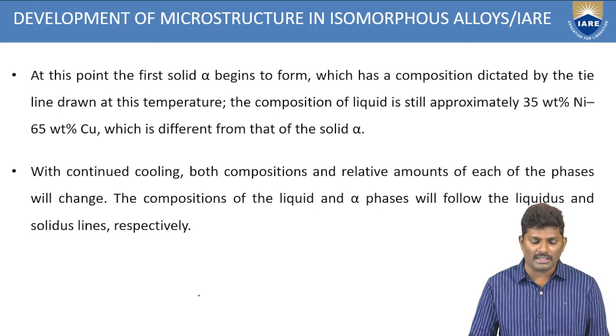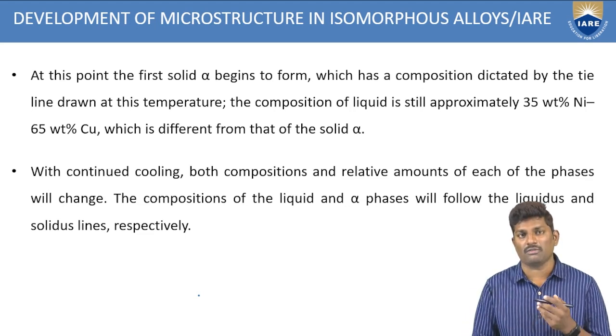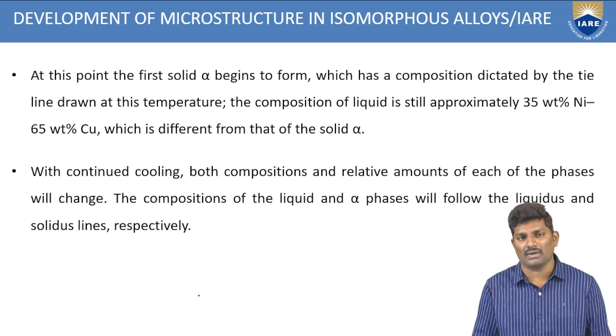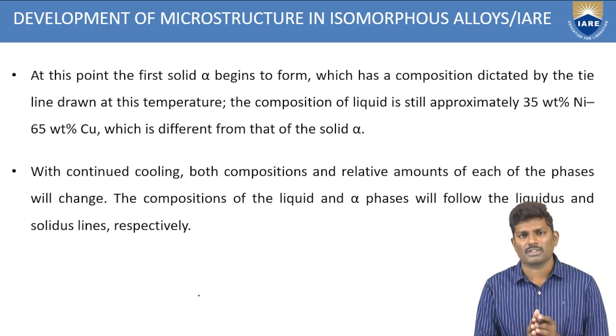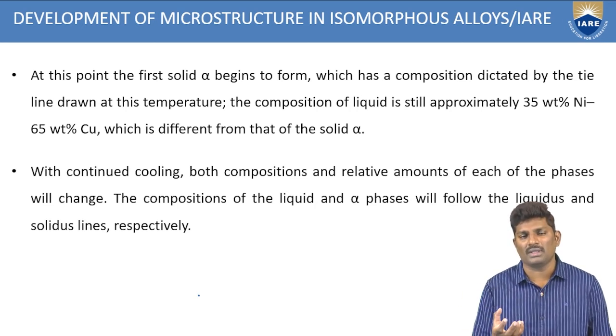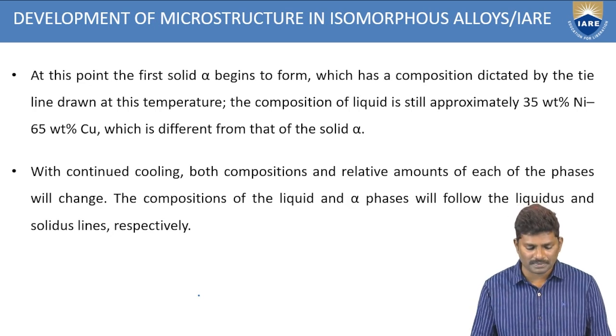Now, at this point, the first solid alpha begins to form, is it not? Exactly at the point where the alpha nature, that is the solid phase, is being formed, the composition can be identified by drawing horizontal lines along the x-axis and y-axis to get the compositions. Based upon those horizontal and vertical lines, you have to calculate how much nickel as well as copper is present at that temperature.